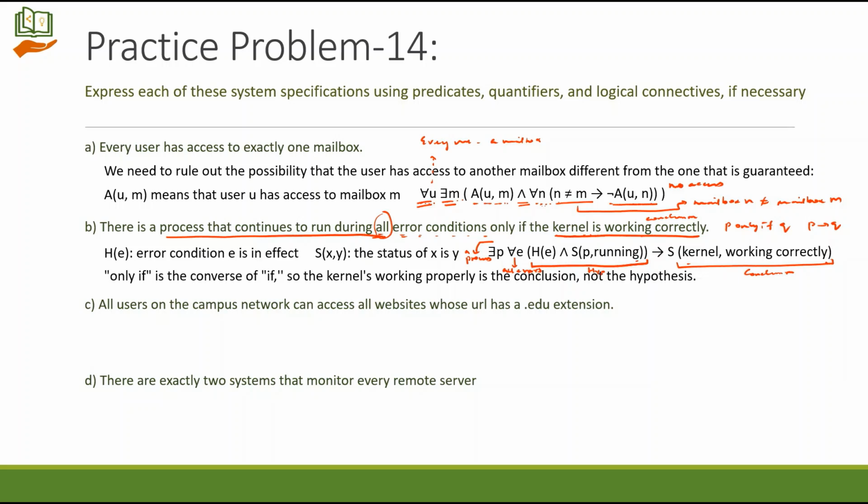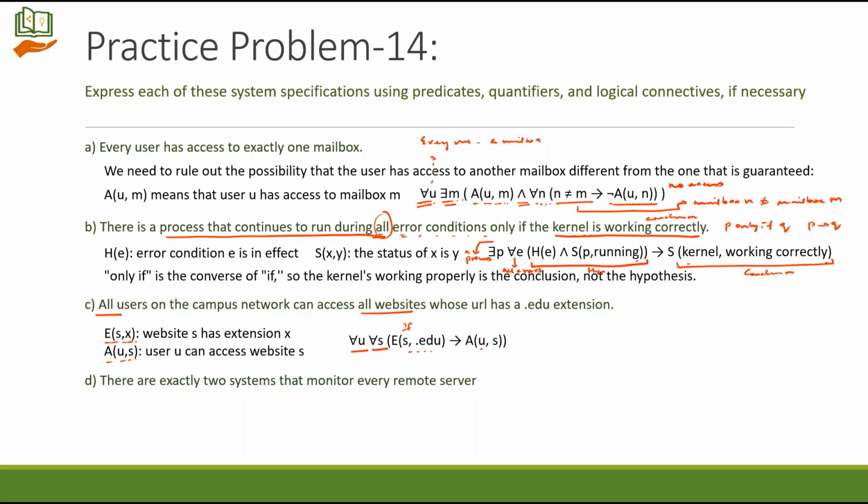Now the next statement. All users on the campus network can access all websites whose URL has an edu extension. Website S has extension X is given by E of S comma X. User U can access website S is given by A of U comma S. Now we have to restrict to the edu extension. So if the website has an edu extension, the student can access all the websites. That's what they say. All users can access all the websites. So all users is universal U and all websites is universal S.